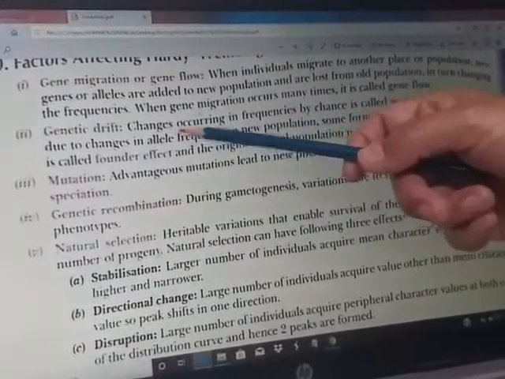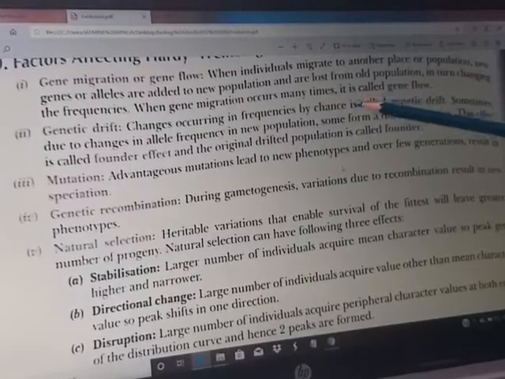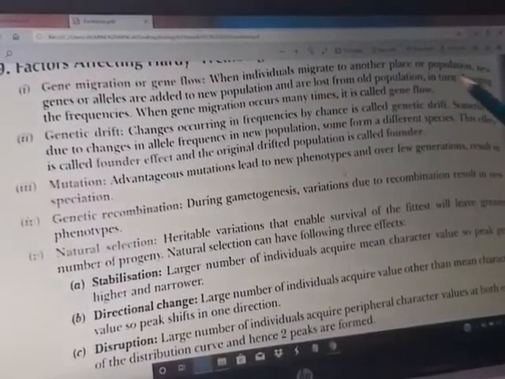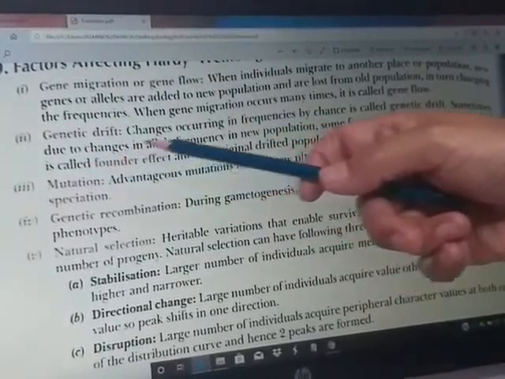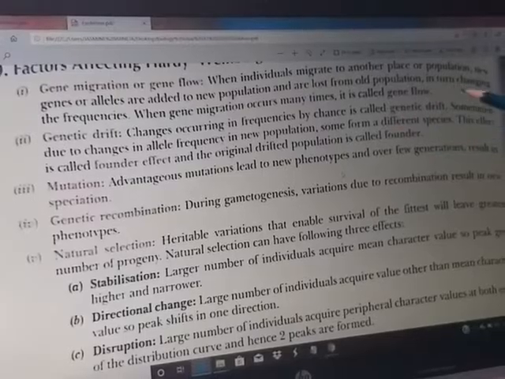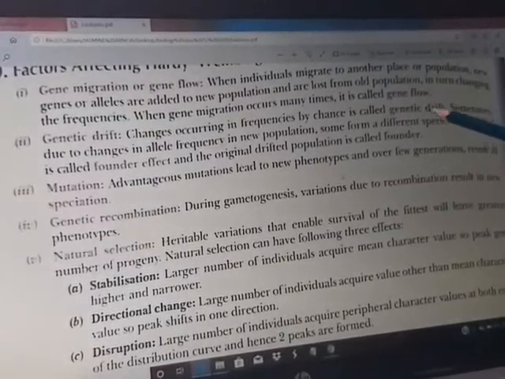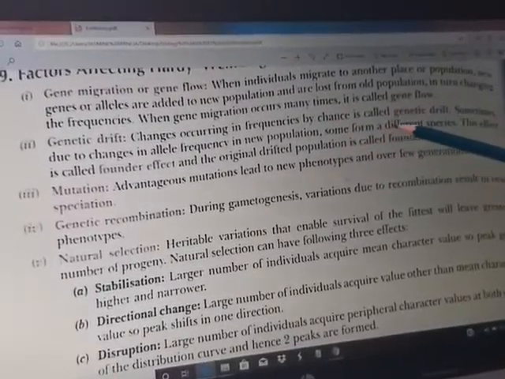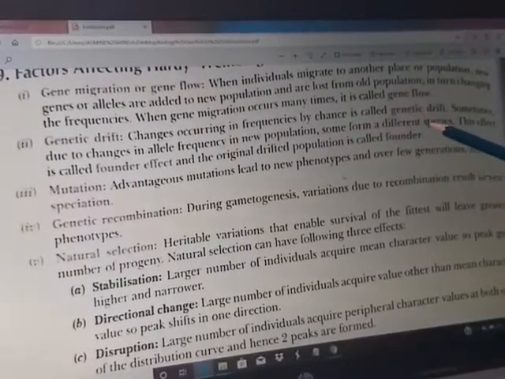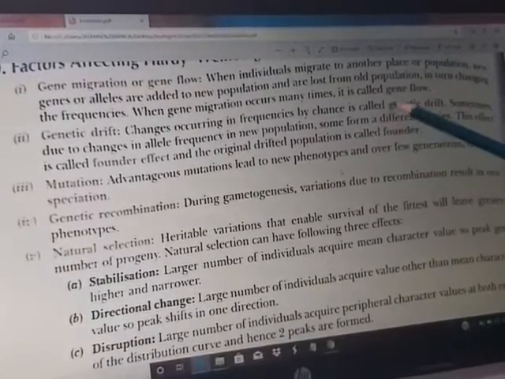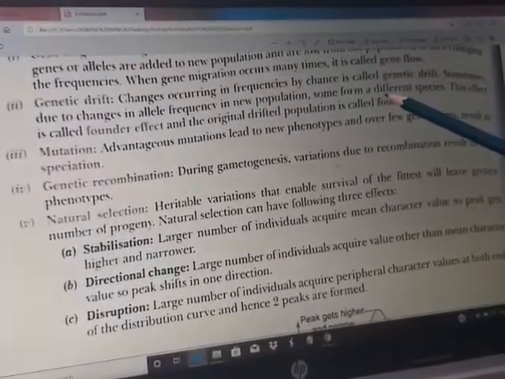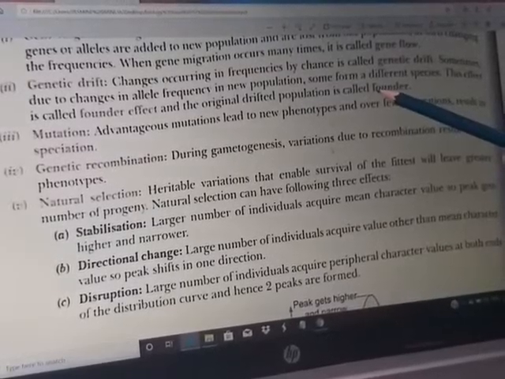So, changes occurring in frequencies by chance, that is called genetic drift, and they are due to changes in allelic frequency in the new population, and they form a different species. Finally, when they have shifted to a new area, they form a new species, and the originally drifted population will be called founder. This is founder's effect.